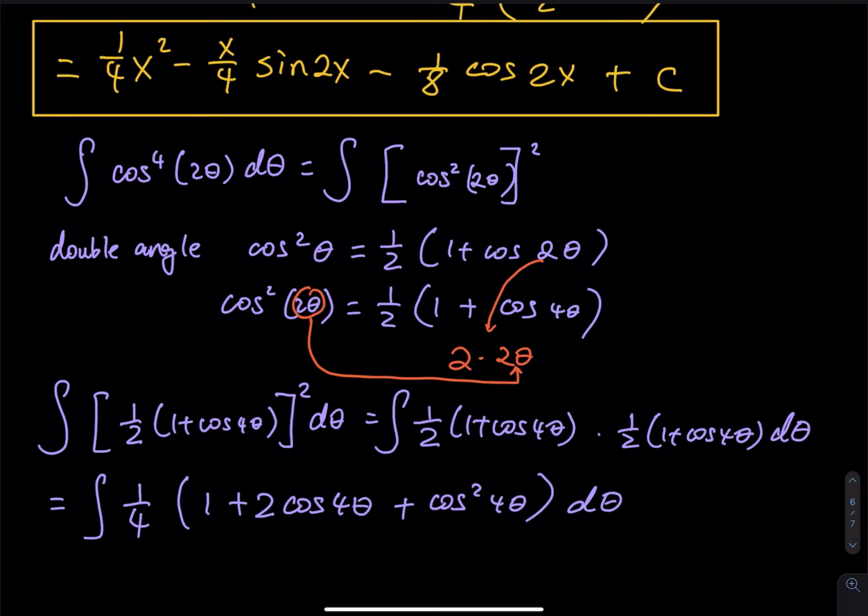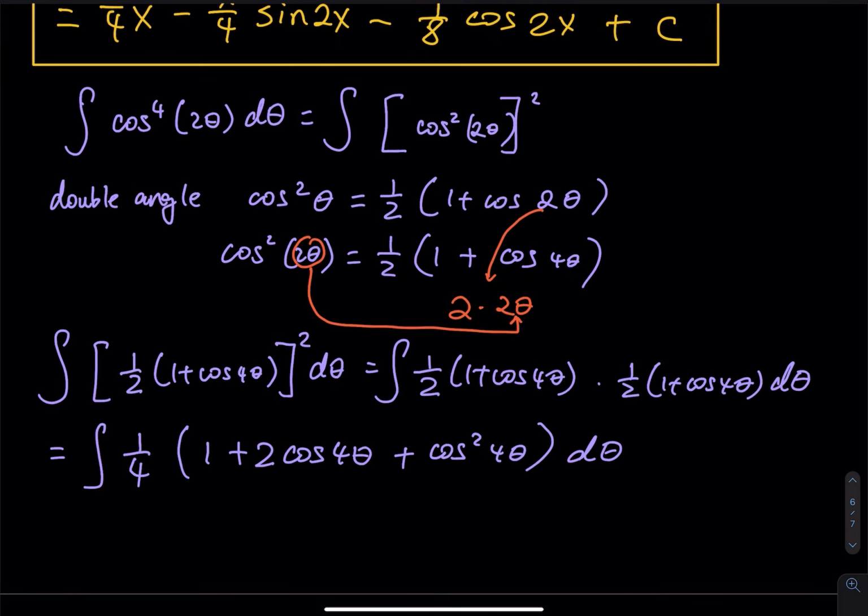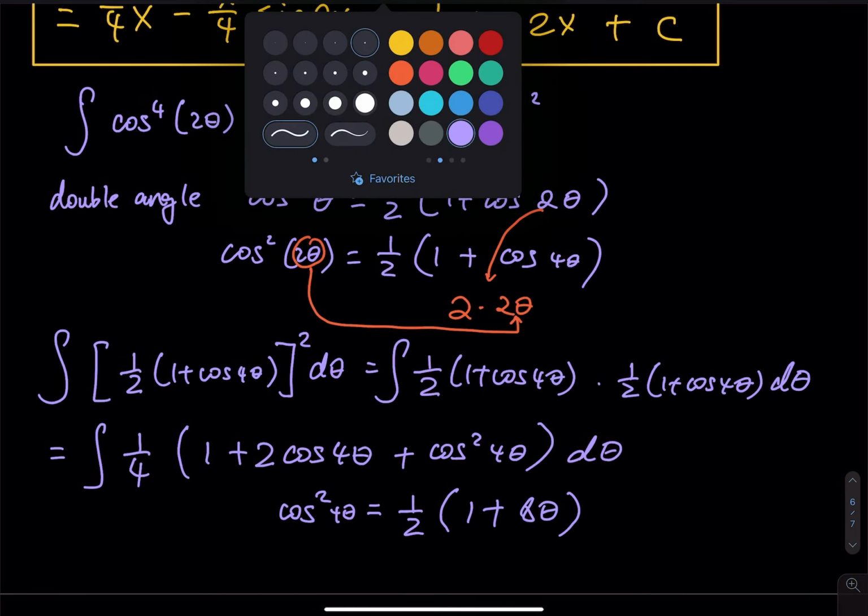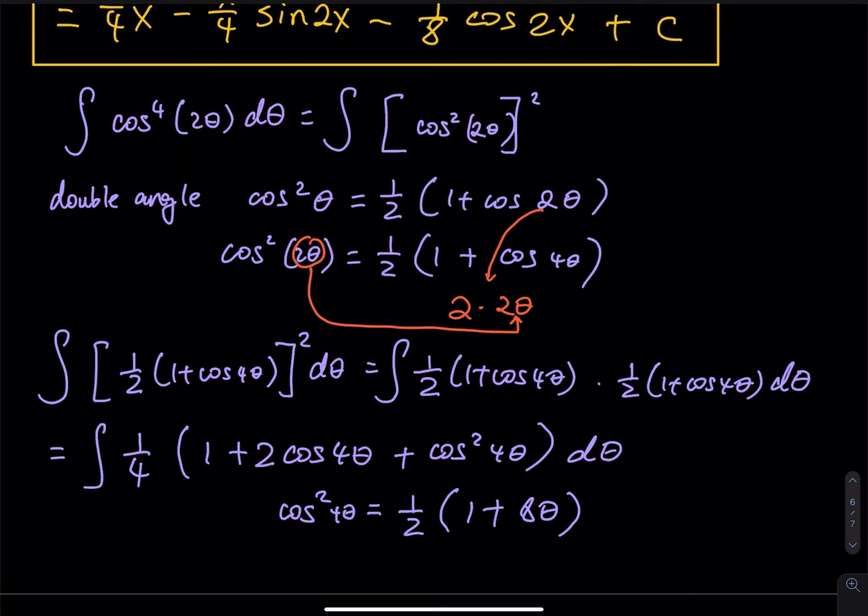All right, for the cosine square of 4 theta, we have to use the double angle identity again. So cosine square 4 theta is equal to 1/2 times 1 plus cosine of 8 theta. How do I get the 8 theta? If you recall the identity right here, the double angle, there is a 2 built in right next to the theta. Since this is a 4, that will be 2 times 4 theta, which is equal to 8 theta. So that's how we get the 8 theta.